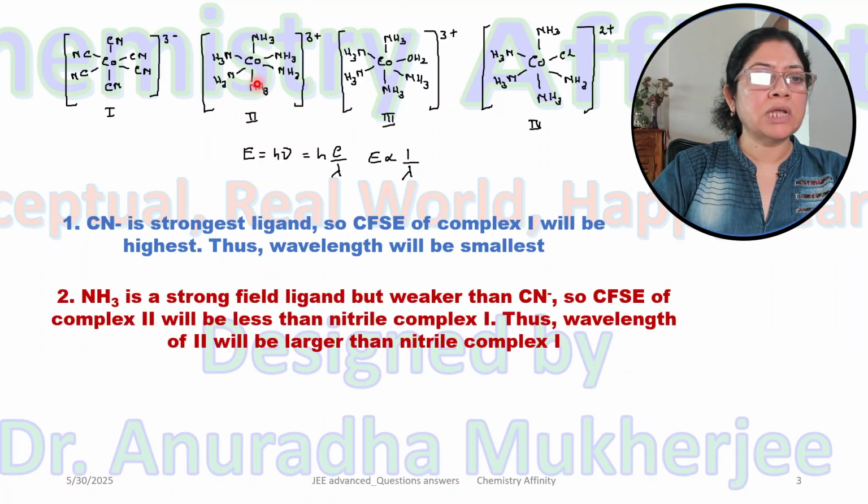In complex 2, the cobalt is surrounded by ammonia ligands. Ammonia is strong but weaker than cyano. Definitely CFSE will be less than complex 1. Then lambda will be larger than complex 1.